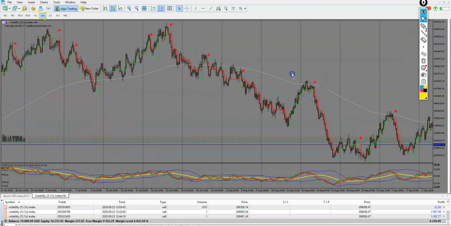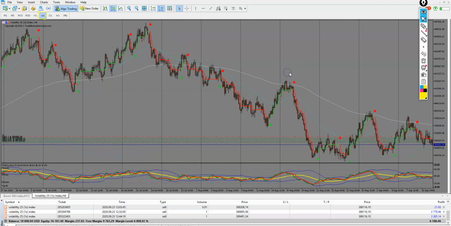Okay, how to enter trades. Since we know we are on a downtrend, let's take the price. The current price is here. Then we're going to wait for the price to hit the 200, this white moving average. Since we know blue crossed the white moving average, we know we are on a downtrend. Then we trade when the price touches the white moving average.